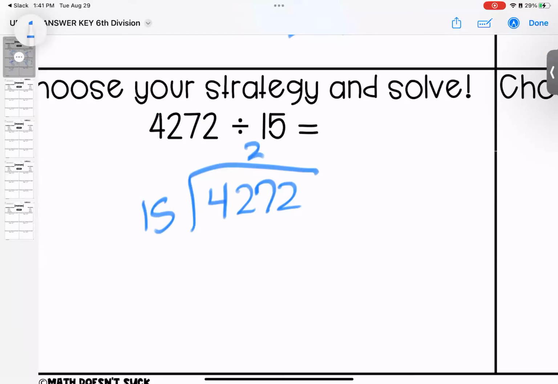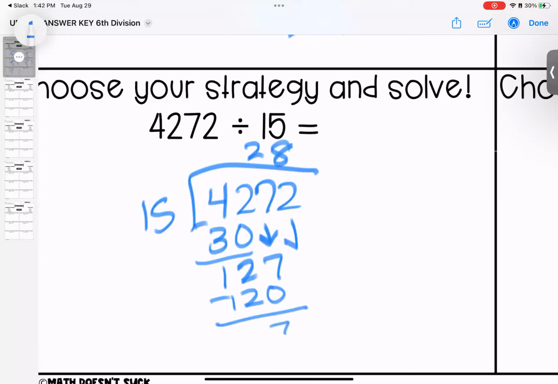Okay, if I take 2 groups of 15, that's 30. 42 take away 30 is 12. Bring down my 7. Next, I can take 8 groups. 8 groups, super close, gives me 120. Leaves me with 7. Bring down my 2.